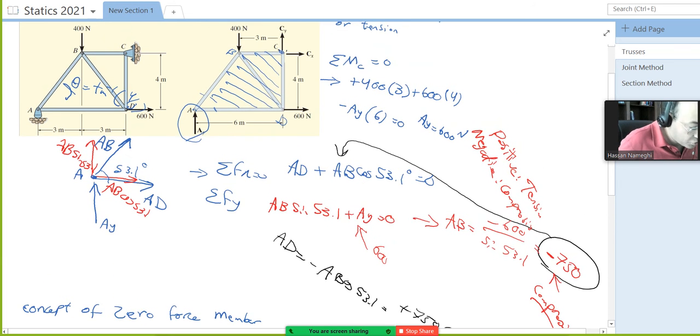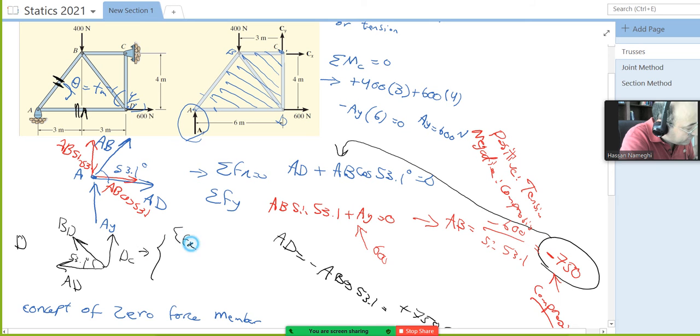We already know AB and AD. What would be a good point to go after, right? If I go to point B, I can find BC and BD. If I go to point D, it doesn't matter wherever I go. So again, I'm going to go to point D. At point D, we draw the free body diagram. At D, we have forces. One force is DA or AD, which we already found. One force going like this, that's BD. And one force going up, that's BC or CD. The angle here is 53.1. It's going to be very quick to find the answer now. You can write the equation again for this.